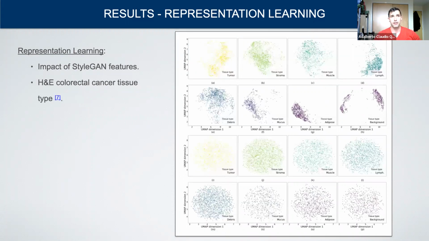And this is another example for the colorectal cancer tissue. I think this one is even more clear here.